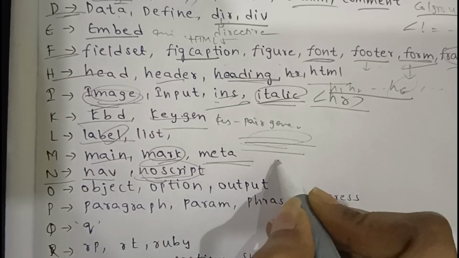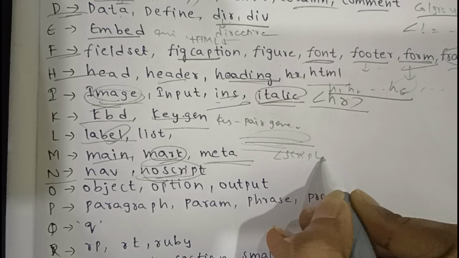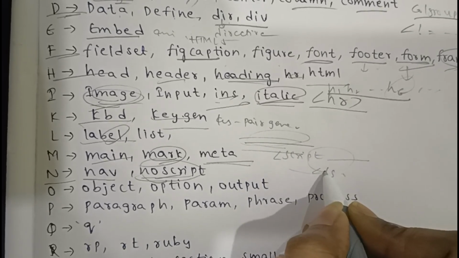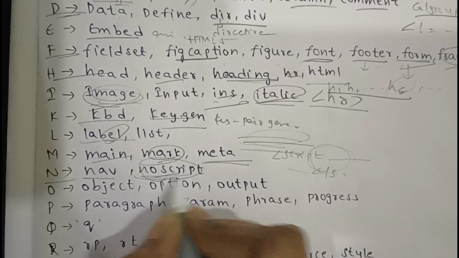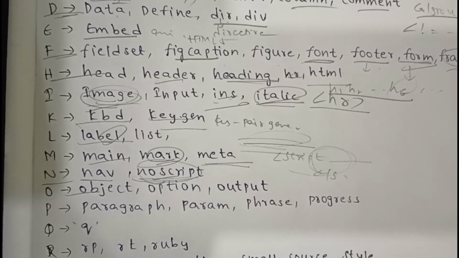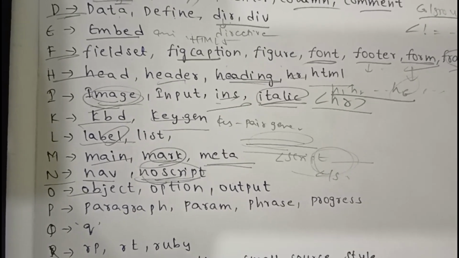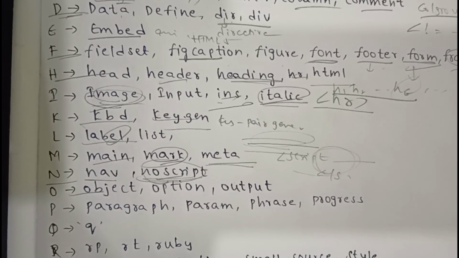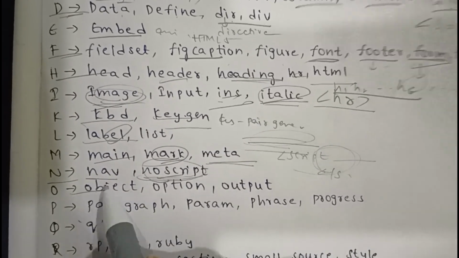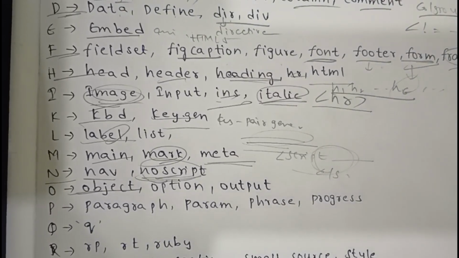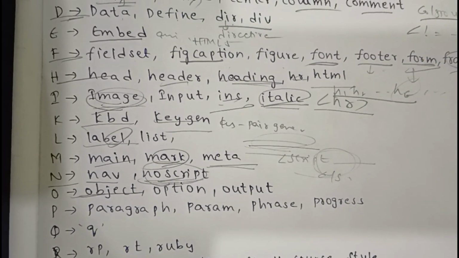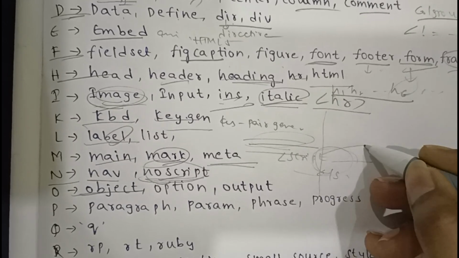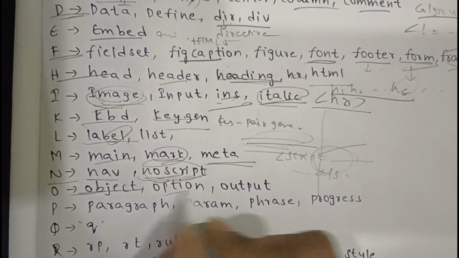In script we enter some information and close the script. If this is not allowed or not accepted, then we use noscript. Okay. Object. What is object? Object is a tag used to display multimedia like audio, video, images, PDFs. These things can be accepted in this object. Next, option. What is option? The option tag is used to choose an option from the drop down menu. From this drop down menu we have to choose one, so we use option.